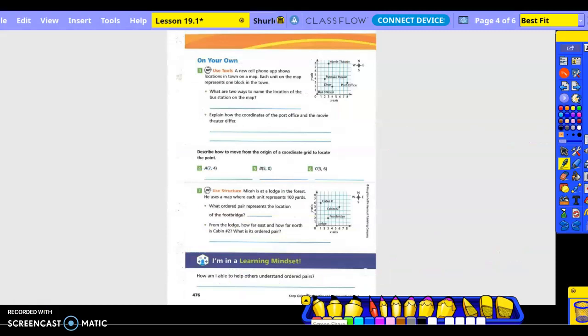Number 3, a new cell phone app shows locations in town on a map. Each unit on the map represents one block in town. What are 2 ways to name the location of the bus station on the map? So our bus station is at what? 0, 0, right? Okay. So we can name it as 0, 0. Or what is that called? Okay, or at the origin.